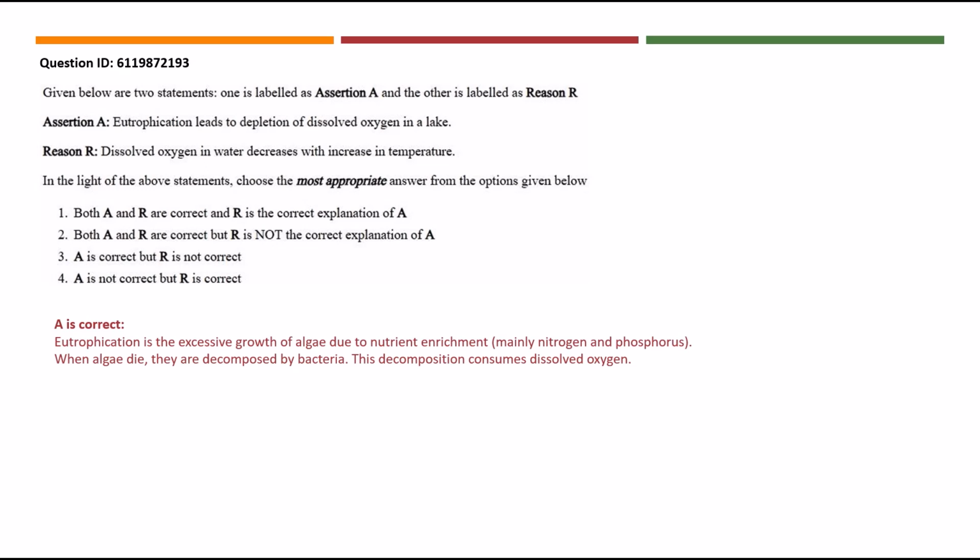Depletion means reduction of. So, the dissolved oxygen is consumed by the decomposition of bacteria. Because of that, it is leading to the reduction. They are saying it is perfectly correct. Dissolved oxygen in water decreases with increase in temperature. R is also correct. Solubility of oxygen in water decreases as temperature increases. Warmer water holds less oxygen. This is also right. But is R the correct explanation of A?